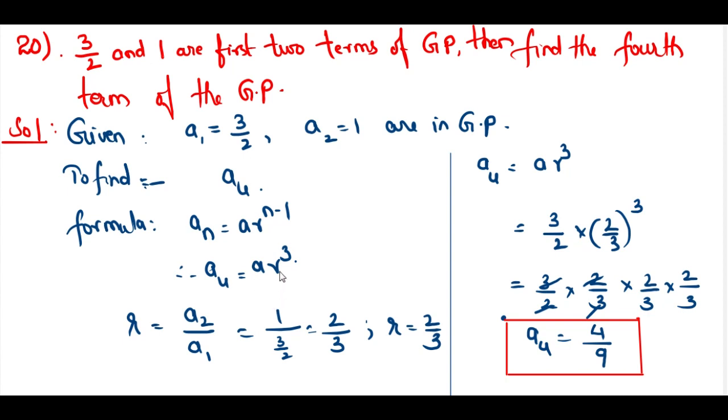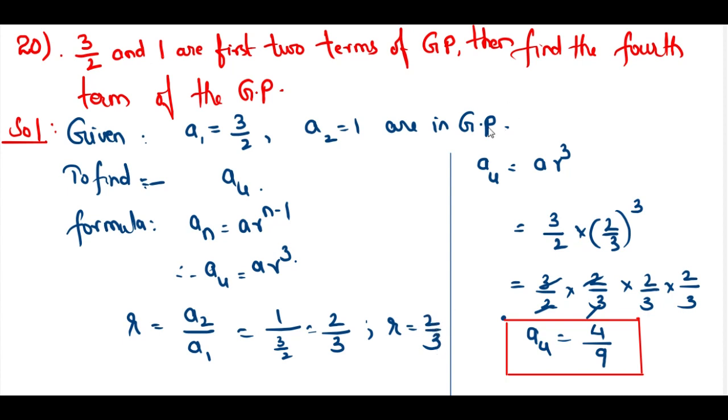But do we know the value of R? No. So let us calculate. R is equal to A2 divided by A1. That is nothing but equal to 1 upon 3 by 2. If you have a fraction in the denominator, then the denominator of the denominator will move into the numerator, so you just write the reciprocal of this denominator. So 3 by 2 will become 2 by 3. So the R value is 2 by 3.